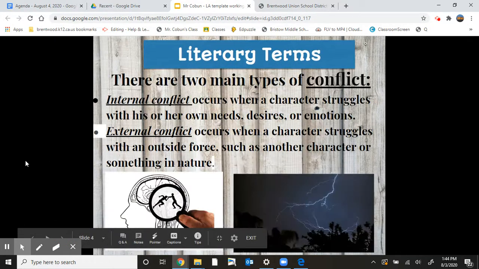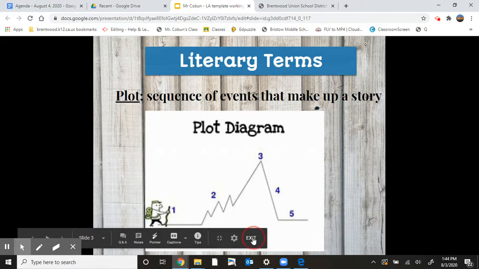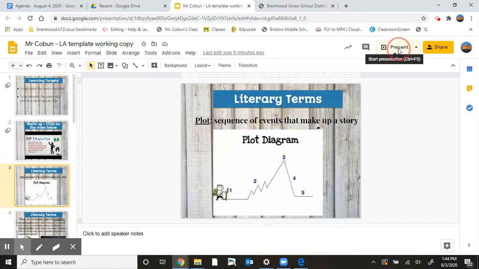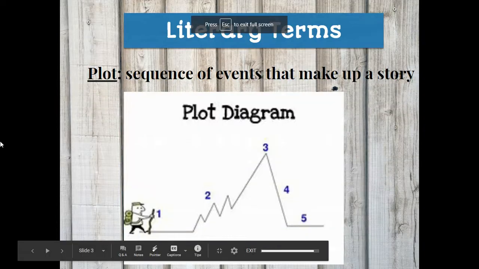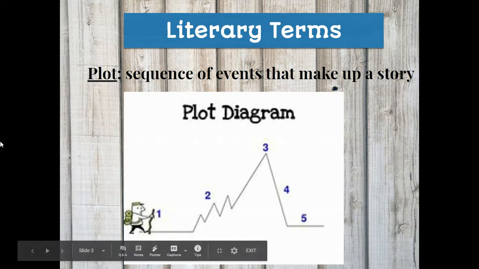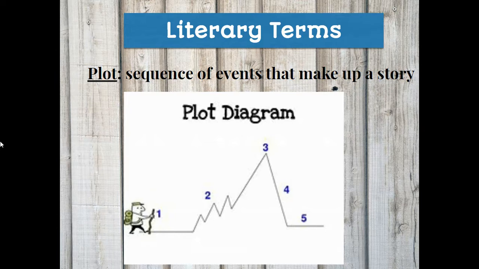So a plot is a sequence of events that makes up a story. There are five parts to a plot, and it's always going to flow this way, if the story makes any kind of sense whatsoever, right?